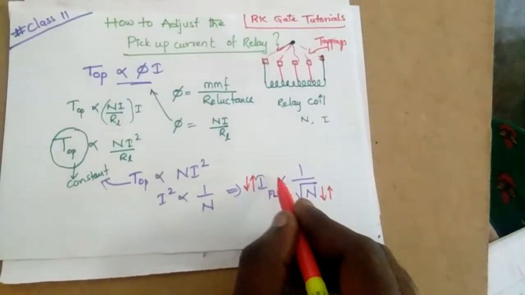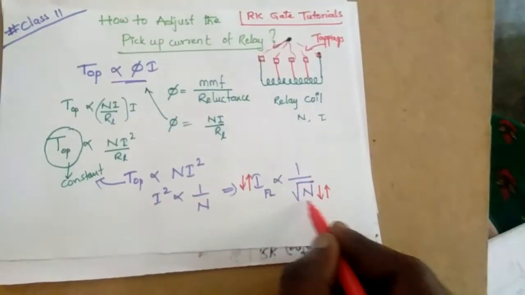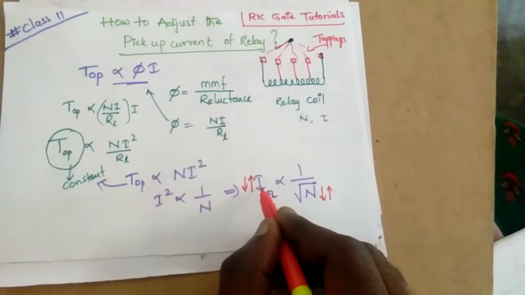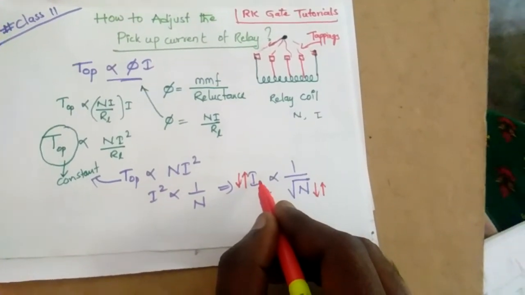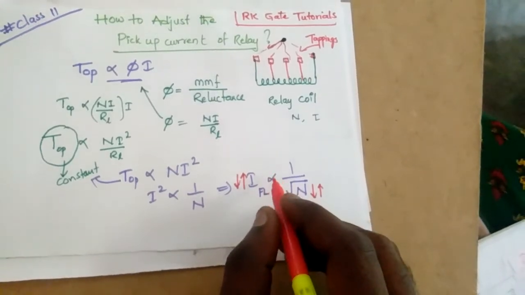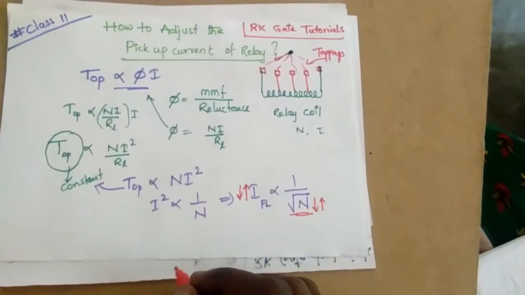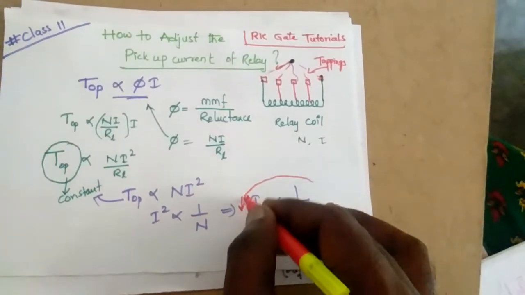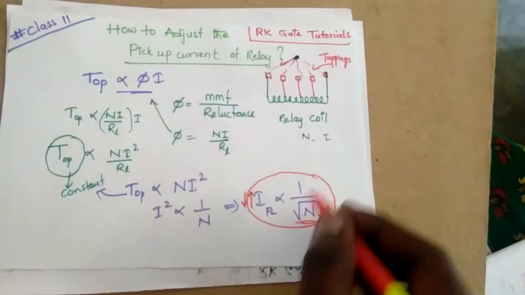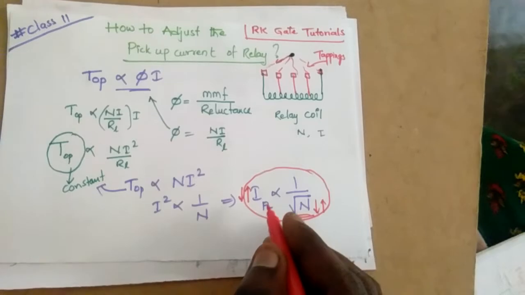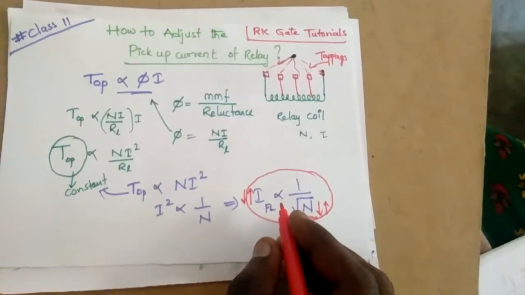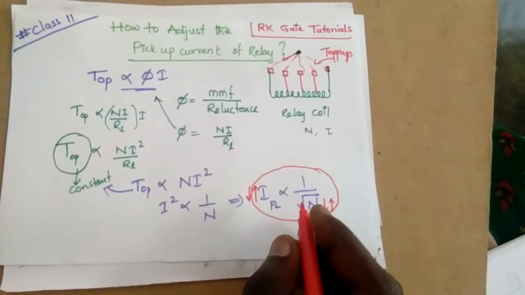This is the pickup current. So by adjusting the number of turns, we can adjust the pickup current, different pickup currents, multiple pickup currents. This is the relation you have to remember for adjusting the number of turns, in the sense of pickup current, different pickup currents.